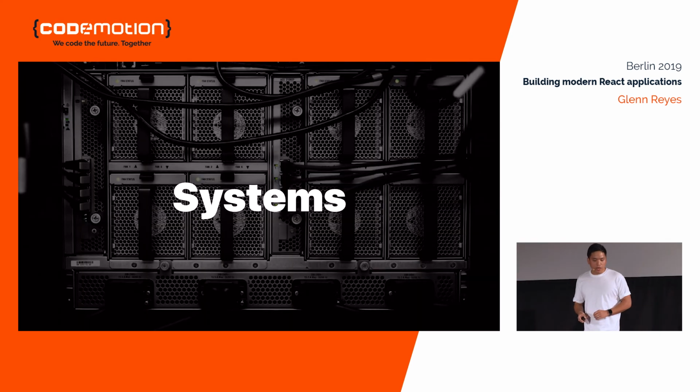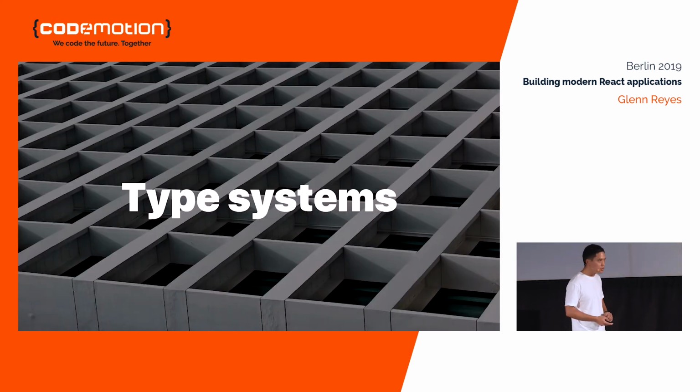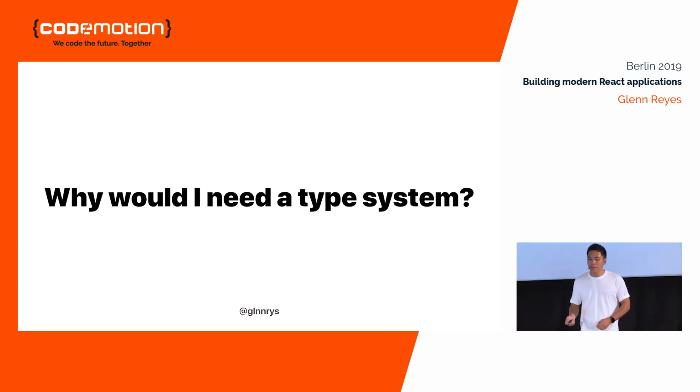Now, let's talk about systems, the things that give us robustness and consistency. One system is, for example, type systems. So why would I need a type system?